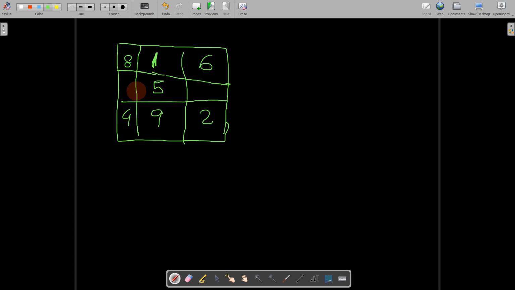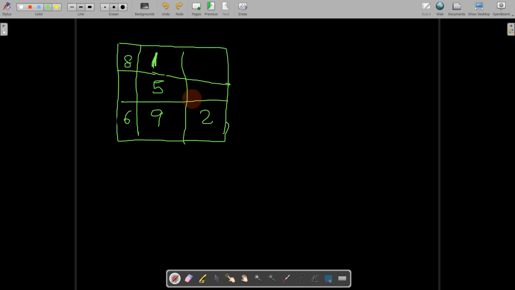And what about this? 8, 6 plus 2, 8 already there. So I have to fill 2 over here, but that is not possible. So we will swap 6 and 4. I will put 6 over here and 4 over here.